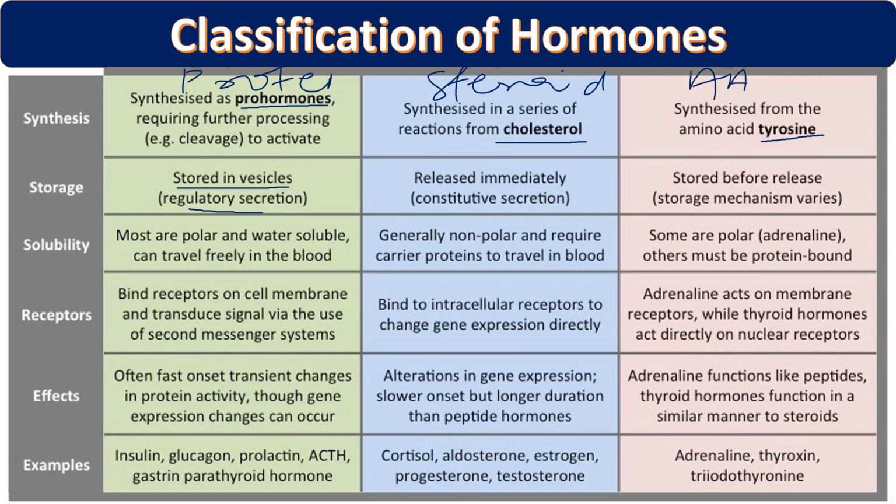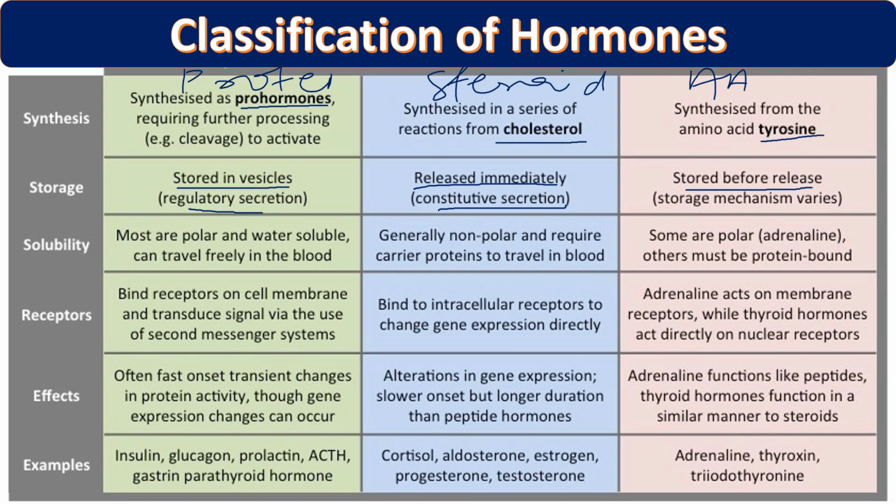Whereas steroidal hormones are released instantly, immediately. So that is constitutive secretion, meaning they are always being synthesized and released. Amino acid hormones are normally also stored before they are released. So they will be stored in the cells that produce them.